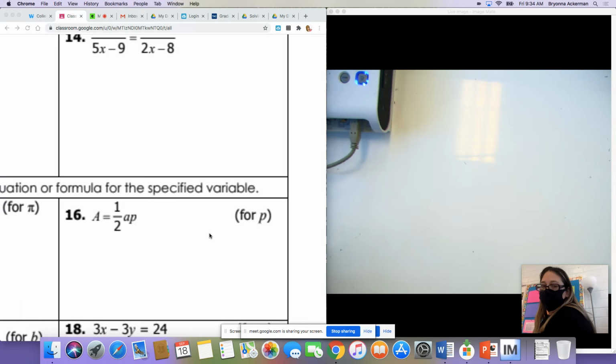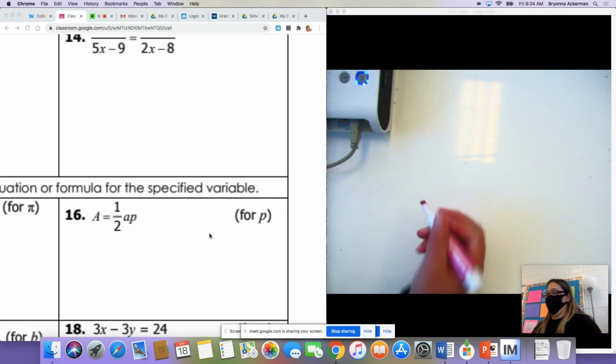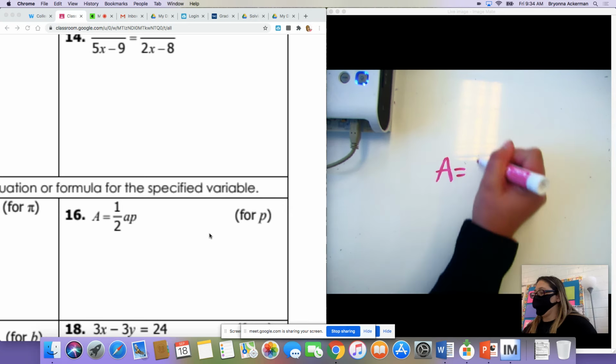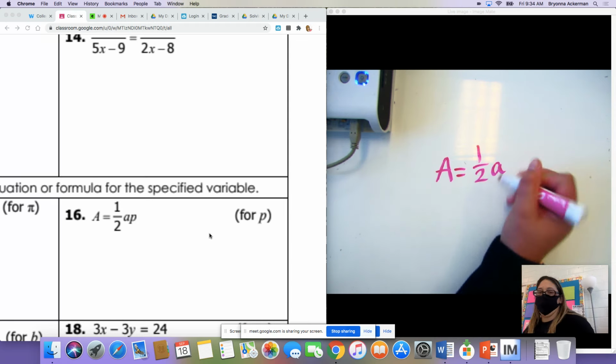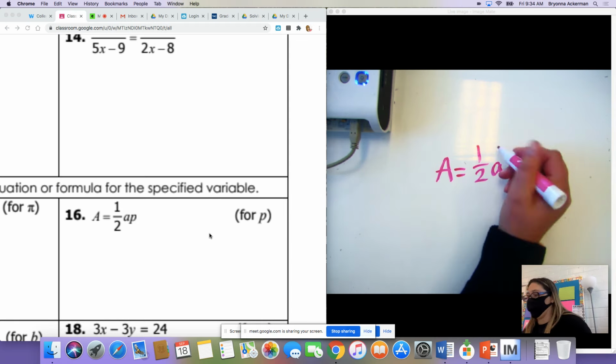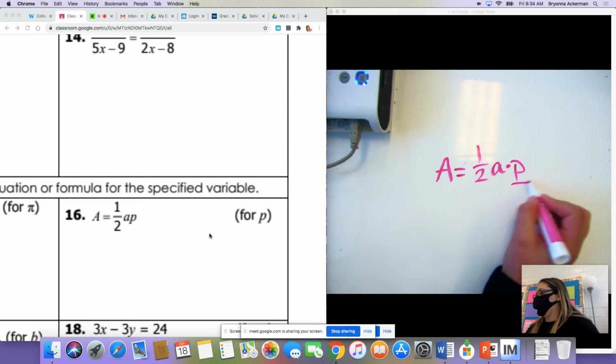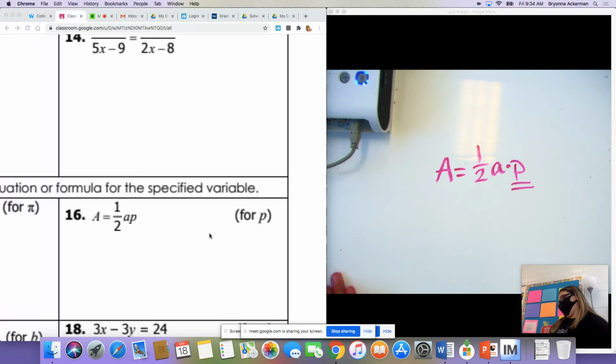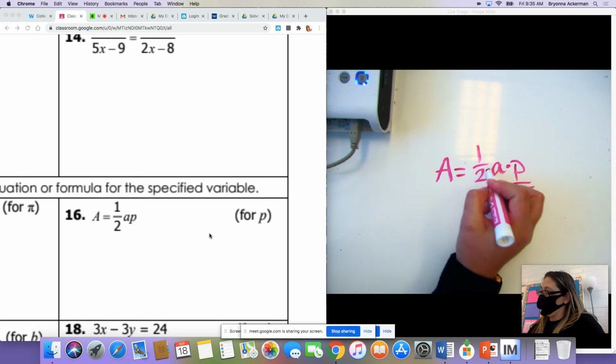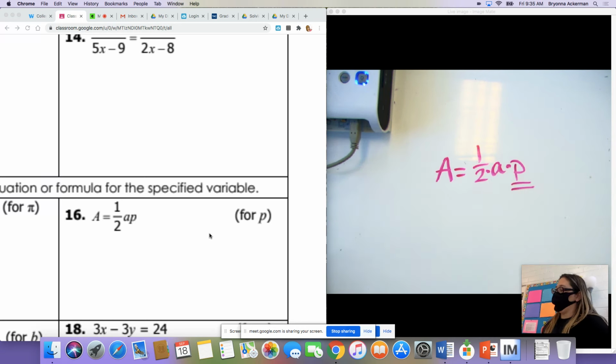Okay. So in this case, we've got an area formula, but it wants us to rearrange it where we're solving for the perimeter, which is P. Okay. So we're going to take A equals 1/2 times that little a, which stands for apothem, which you guys might not know. That's fine. Times P. Okay. Now we want to isolate P. Okay. How are all of these over here connected? Multiplication again. Okay.